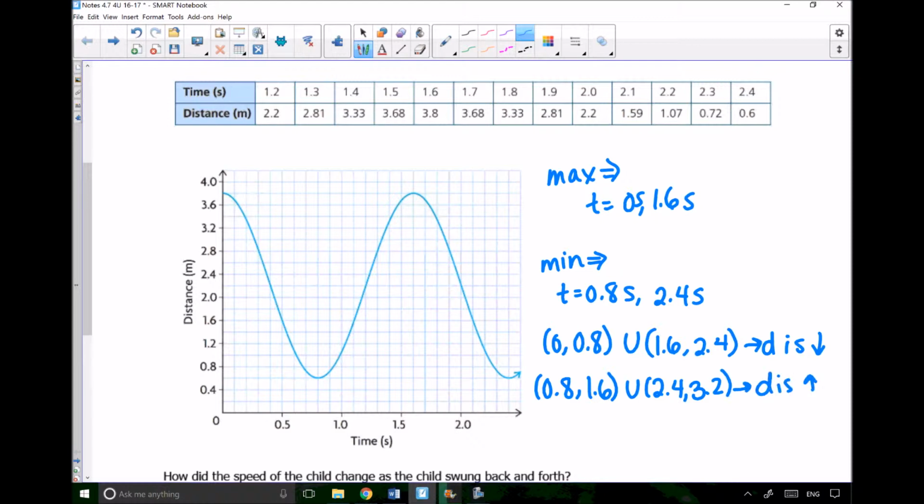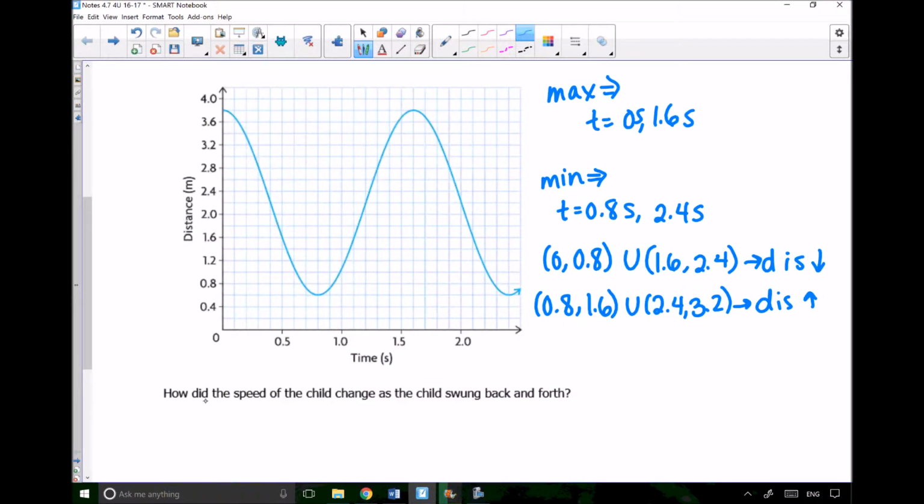Based on that, I want to figure out, we're talking about speed. Here it says, how much did the speed of the child change as the child swung back and forth? Well, we know that speed is equal to change in distance over change in time. But our speed is never going to be a negative value. So our speed is always going to be the absolute value of our change in distance over our change in time. Well, this looks like a rate of change to me. So this is going to be the rate of change of our function.